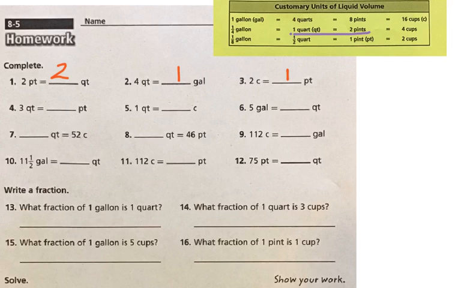So we have to take our pints and multiply that by 3. So 1 quart is equal to 6 pints. We're going to move down and work on number 7.